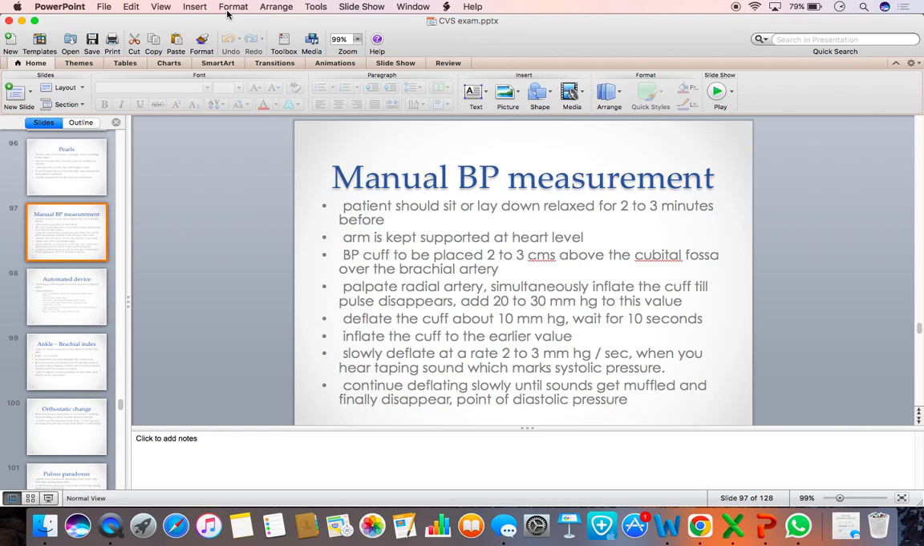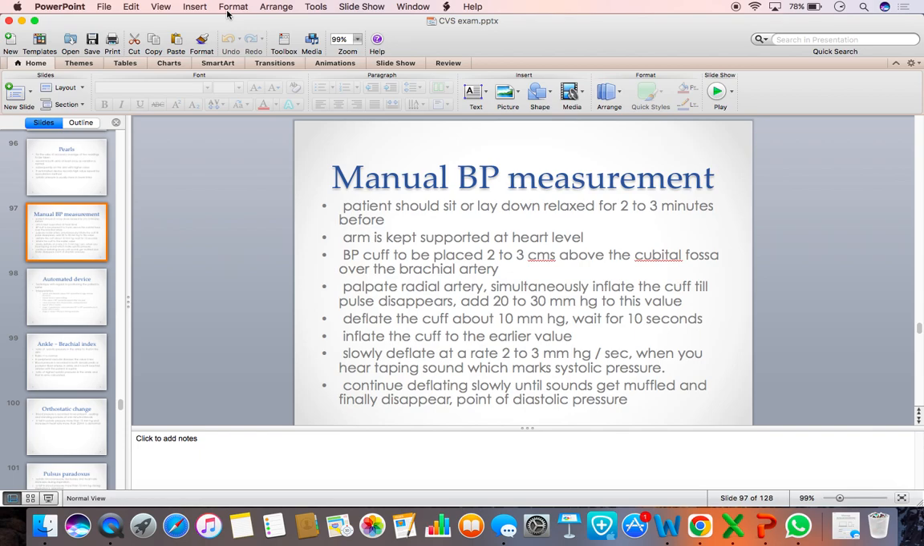Then you suddenly hear the tapping sound. That is the first phase of the Korotkoff sound. That marks the systolic pressure. A tapping sound. Tick, tick, tick, tick, like that. You hear the sound. That marks the systolic pressure.